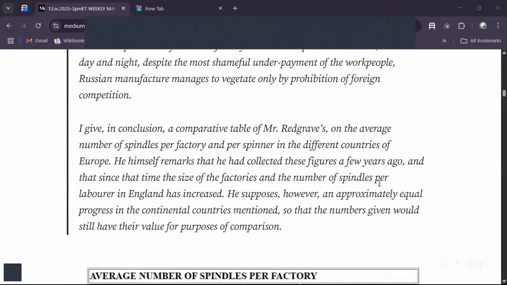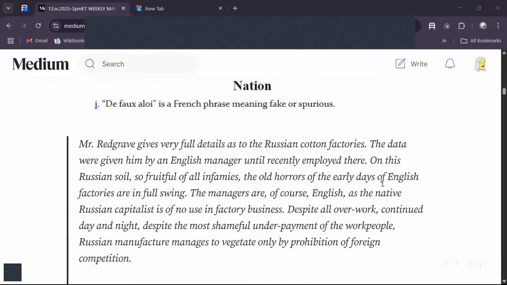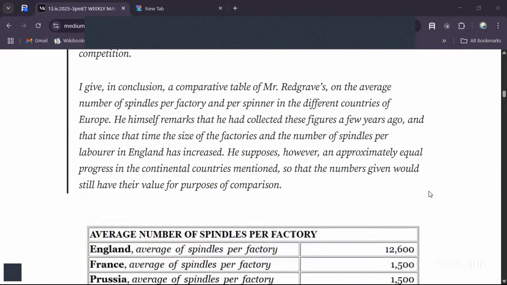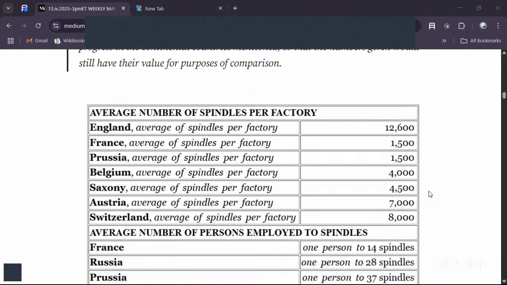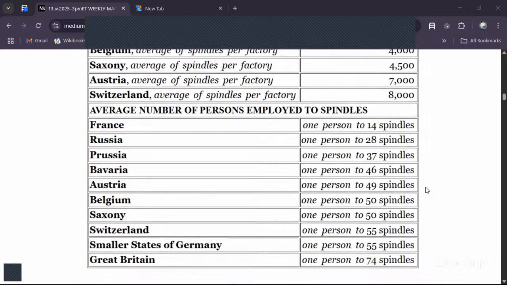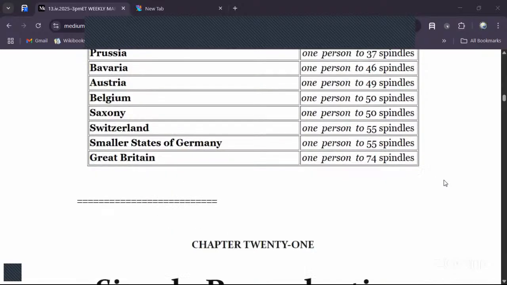I included here a section that is not included in the 2024 edition, which gives a graph, or a table, that shows the difference in international production of spindles per factory. And I assume the editors didn't think it was all that profound or necessary.